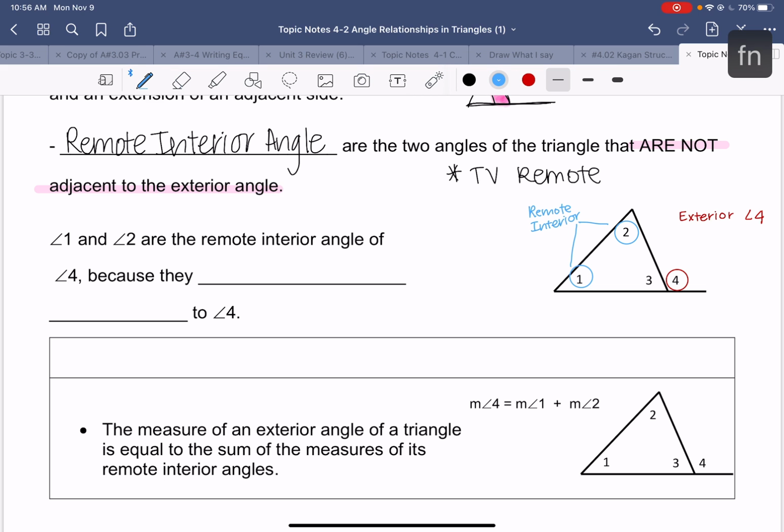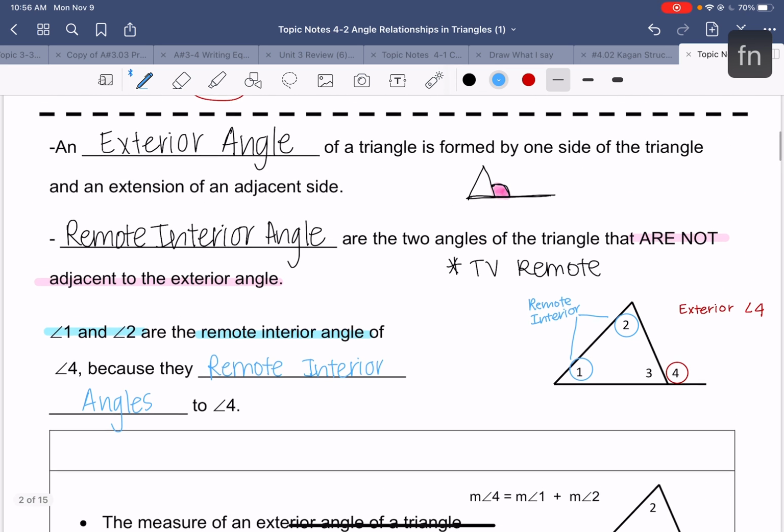Okay. So angle 1 and angle 2 are the remote interior angles of angle 4 because they are remote interior to angle 4. Okay, so they're remote interior to angle 4. Remote interior angles.